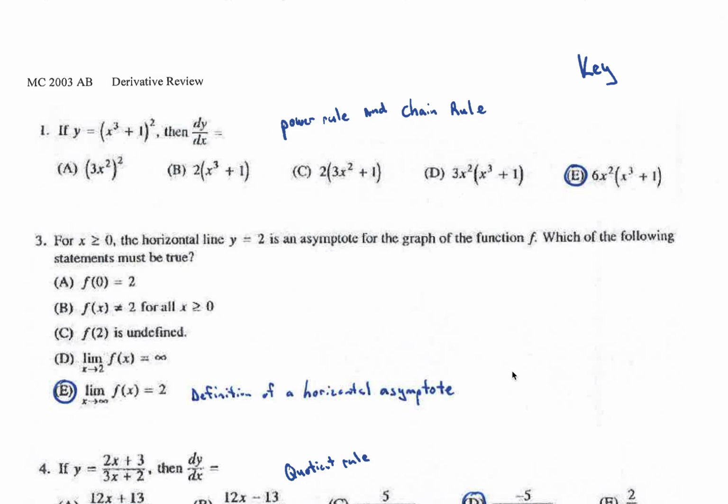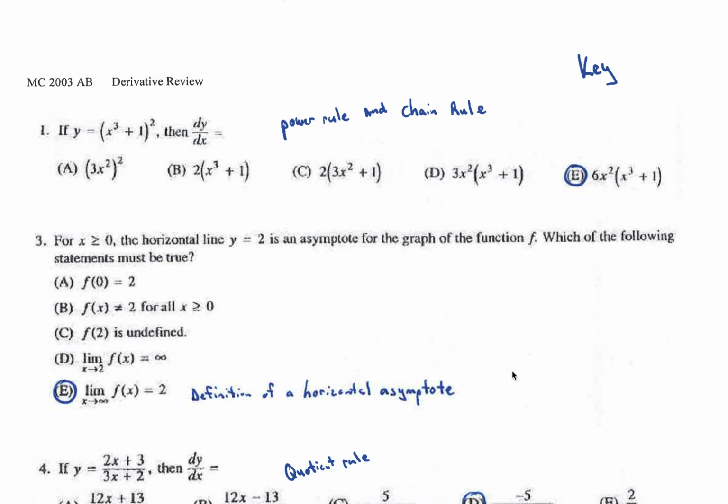2003 A-B test, and I kind of selected the multiple choice questions that fit into our first derivative review, which also would include limits and continuity. So it looks like this first one, they just want to take the derivative, and you have to use the power rule and then the chain rule.